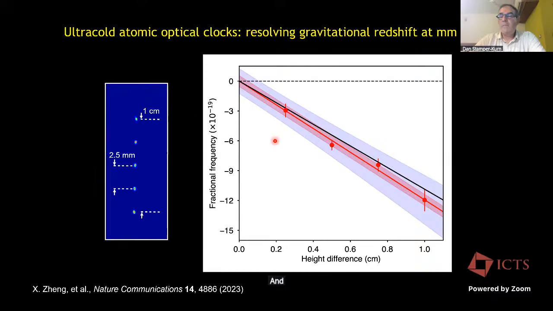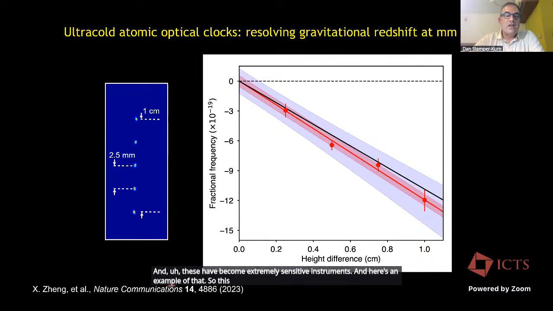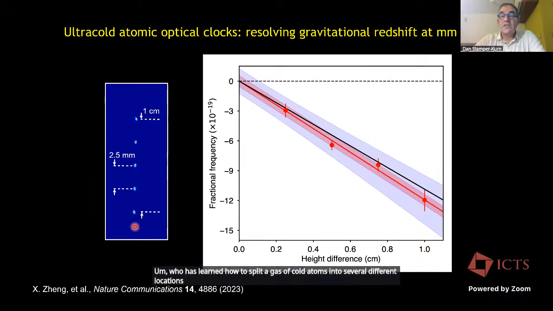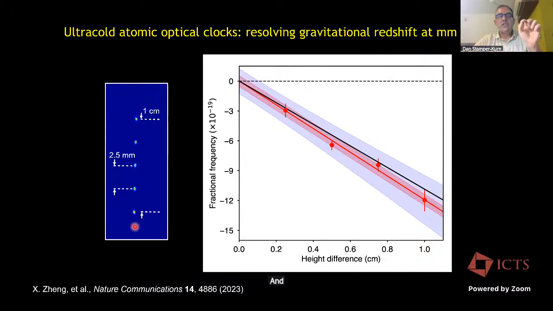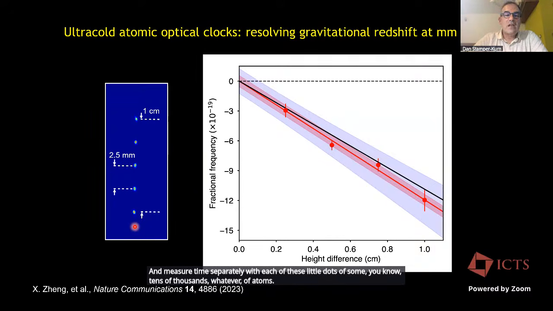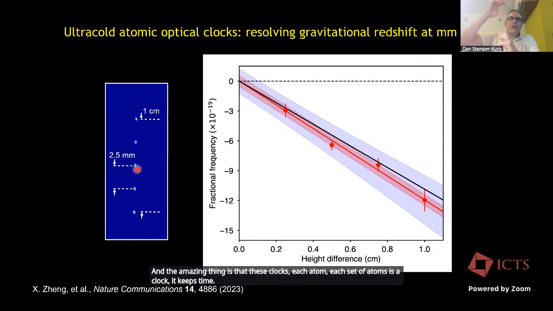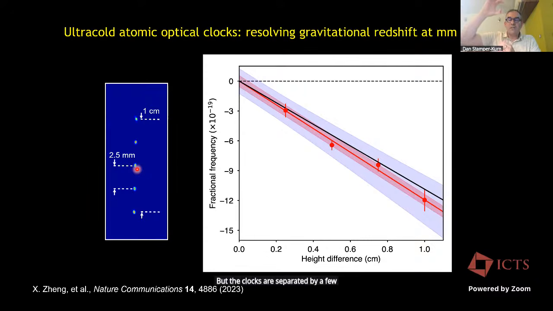And these have become extremely sensitive instruments. Here's an example of that. This is coming from Szymon Kolkowicz, one of my colleagues at UC Berkeley, who has learned how to split a gas of cold atoms into several different locations inside of his vacuum chamber and measure time separately with each of these little dots of some tens of thousands of atoms. The amazing thing is that each set of atoms is a clock, it keeps time, but the clocks are separated by a few millimeters in height.